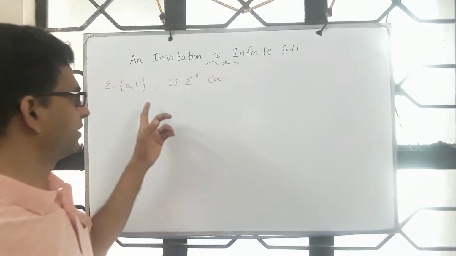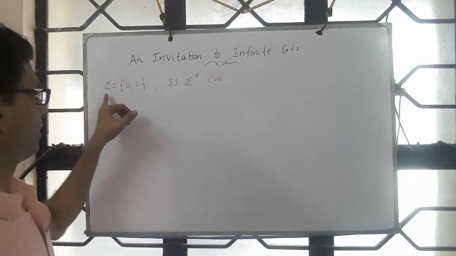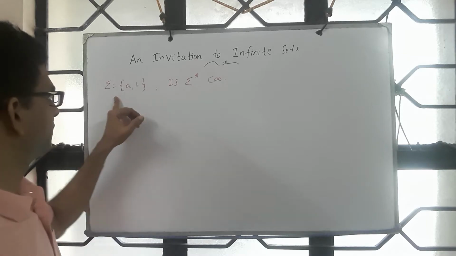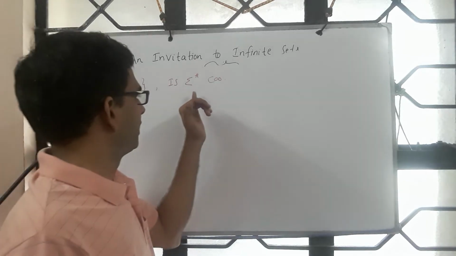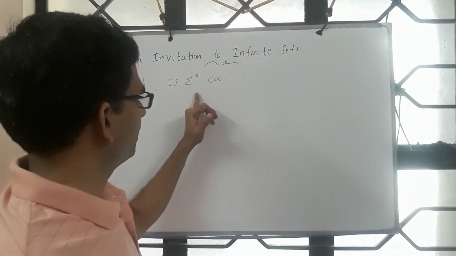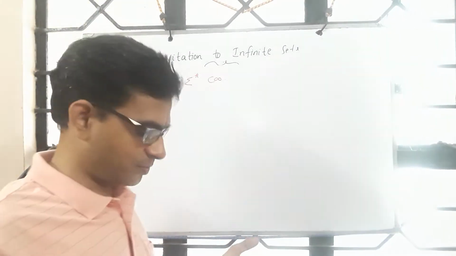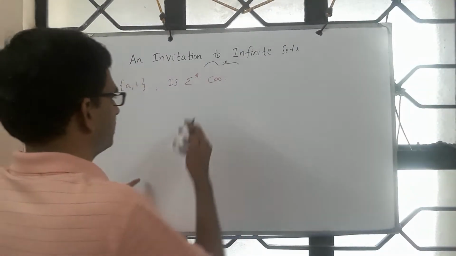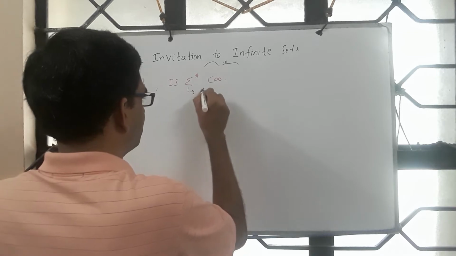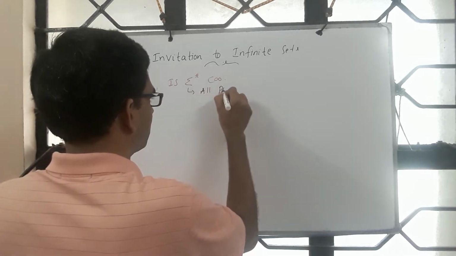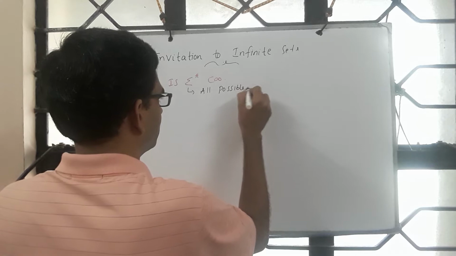We shall next look at this case study. An alphabet sigma is given to us, which is {a, b}, and we are asked to check whether sigma star is countably infinite. What is sigma star? All possible strings over sigma.